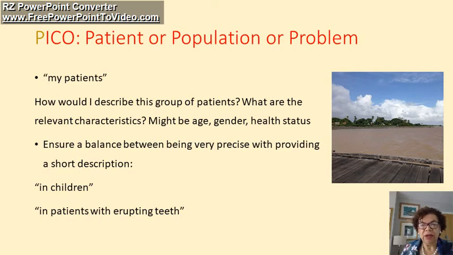The P of PICO stands for patient or population or problem. So this allows us to put more details into this part. How would I describe this group of patients? By their age, health status, particular characteristics. Here you need to ensure a balance between being very precise and over-limiting the search. So in this example about fissure sealants, our focus will be about children, perhaps with erupting teeth.